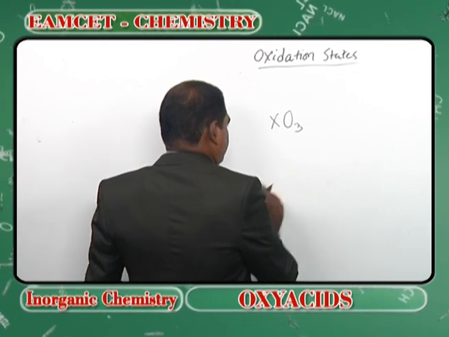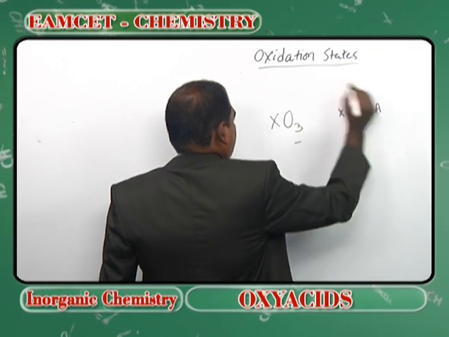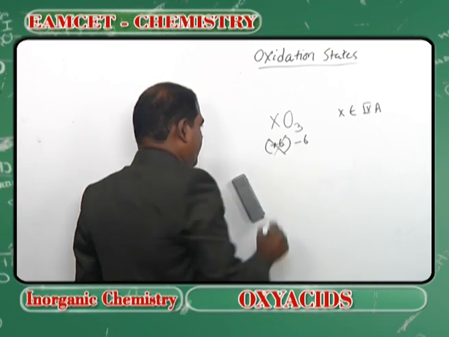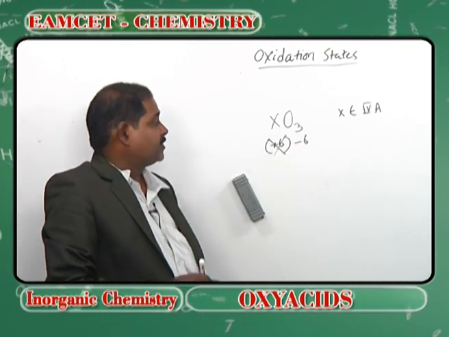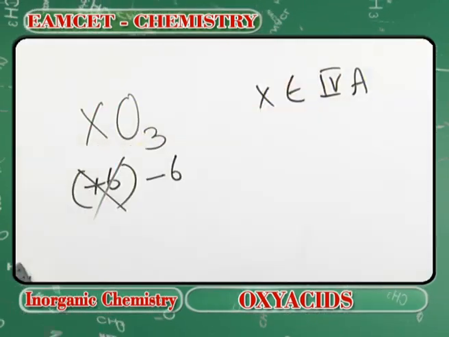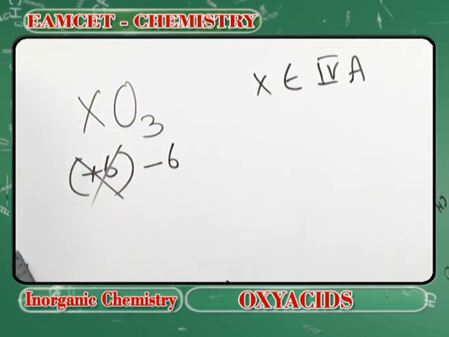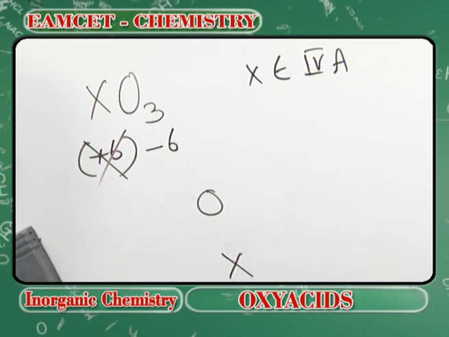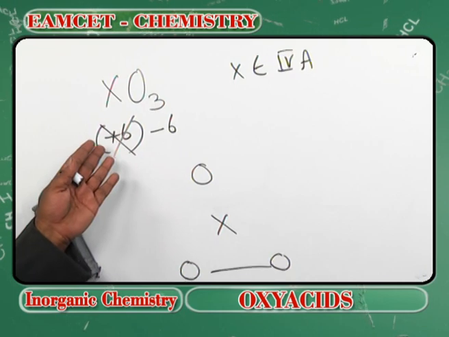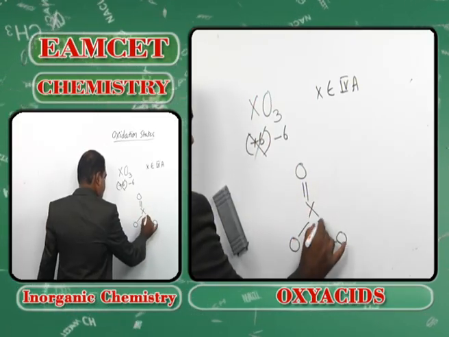So here 3 oxygens demand minus 6, so plus 6. Plus 6 is impossible for X. Why is plus 6 impossible for X? X belongs to 4A, and the maximum it can afford is plus 4. Therefore there is one peroxy bond. So one X, 3 oxygens, and there is an oxygen single bond. How do I know? When you get an impossible value like this, it's a peroxy. Oxygen forms 2 bonds. There ends the matter.